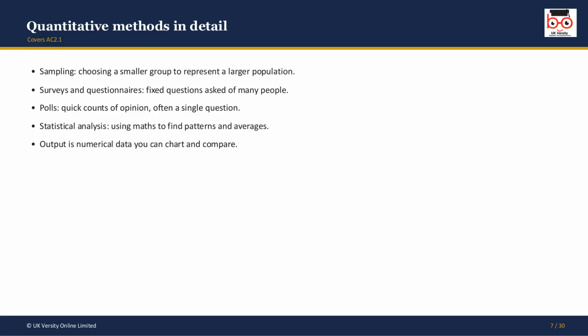Now, the quantitative toolkit. Sampling means choosing a smaller group to stand in for a larger population. Surveys and questionnaires put fixed questions to a lot of people, while polls are quick counts of opinion, often just a single question. Statistical analysis then uses maths to tease out patterns and averages. The output here is numerical data you can chart and compare.